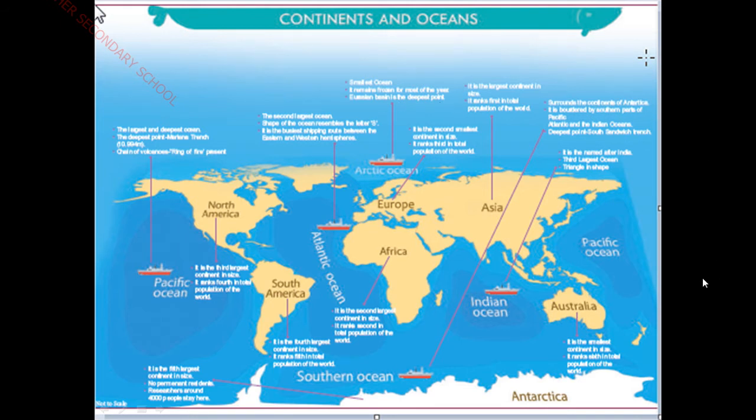Okay, children, and see here next the Southern Ocean. It surrounds the continent of, I'm sorry, Antarctica. It is bounded by the southern parts of the Pacific, Atlantic, and the Indian Ocean. The deepest point, the South Sandwich Trench, is also there. Very elaborately you are going to know about each and every ocean in the forthcoming slides, children. Okay, North America, you can know it is the third largest continent in size. It ranks fourth in total population of the world.